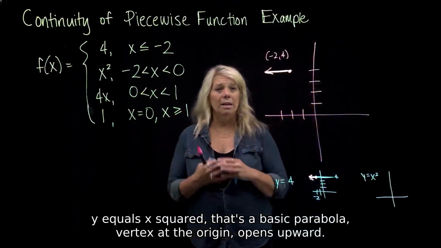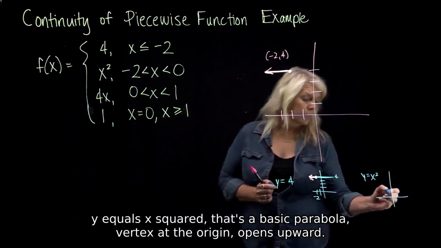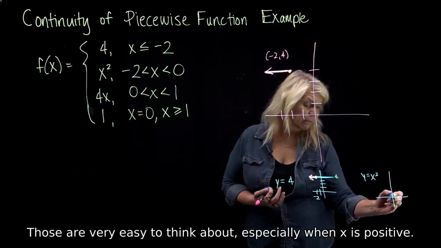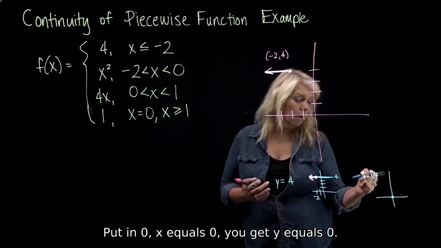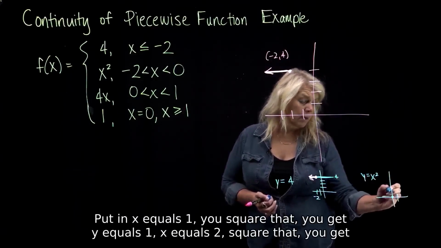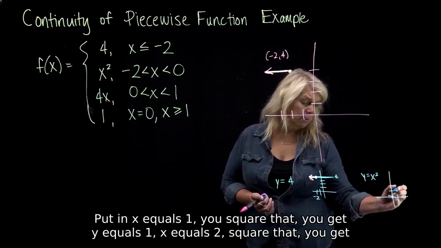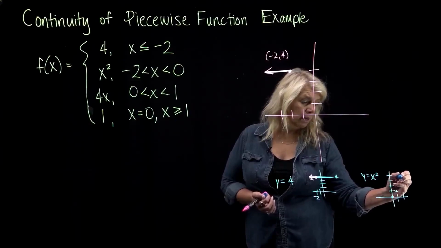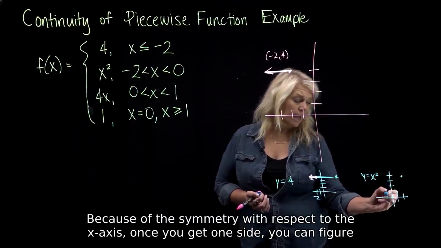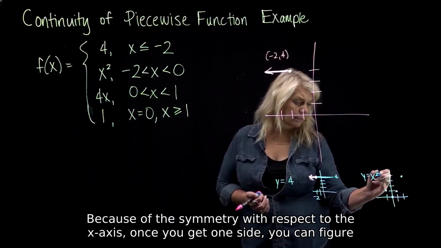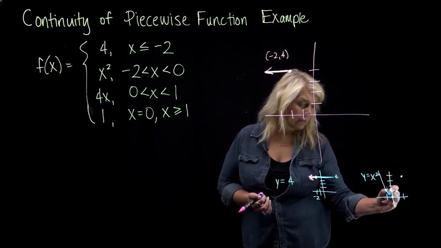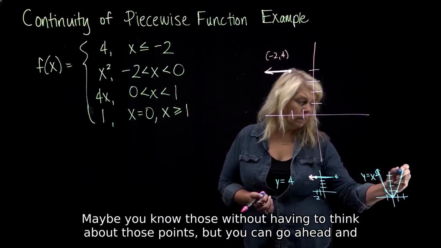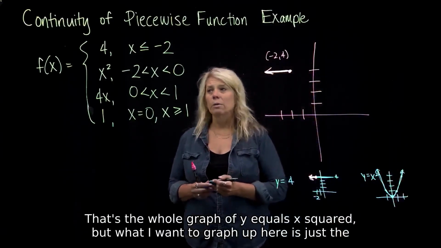So y equals x squared, that's a basic parabola, vertex at the origin, opens upward. You can plot a few points if you want to. Those are very easy to think about, especially when x is positive. Put in x equals 0, you get y equals 0. Put in x equals 1, you square that, you get y equals 1. X equals 2, square that, you get y equals 4. And because of the symmetry with respect to the y-axis, once you get one side, you can figure out what the other side looks like. So maybe you know those without having to think about those points, but you can go ahead and do that. So that's the whole graph of y equals x squared.